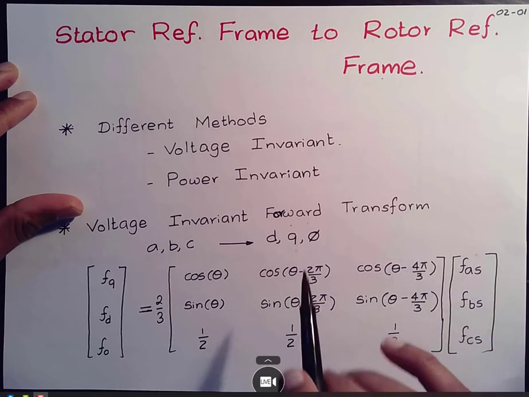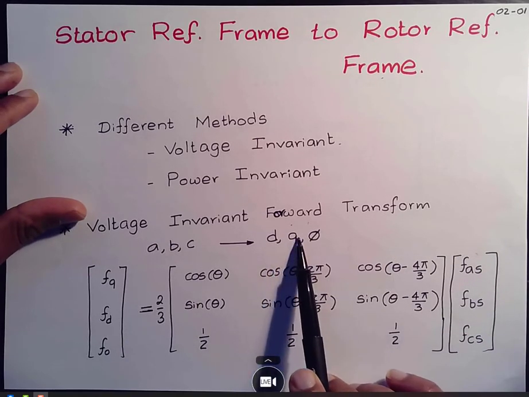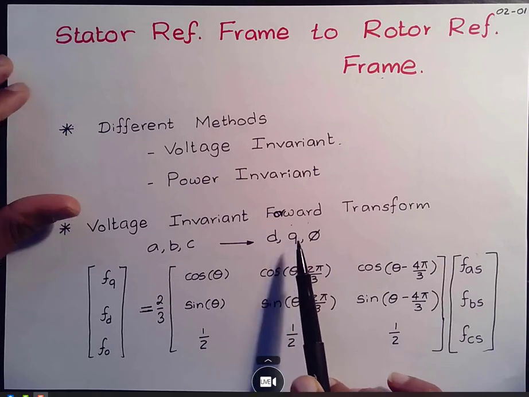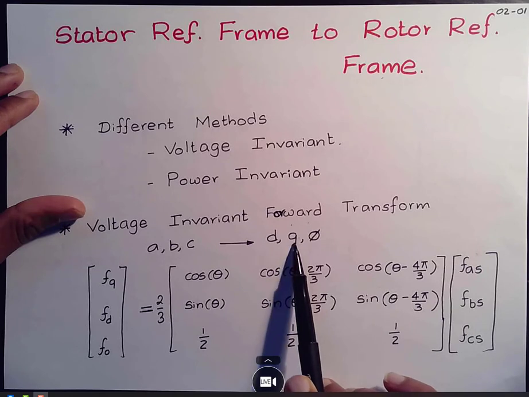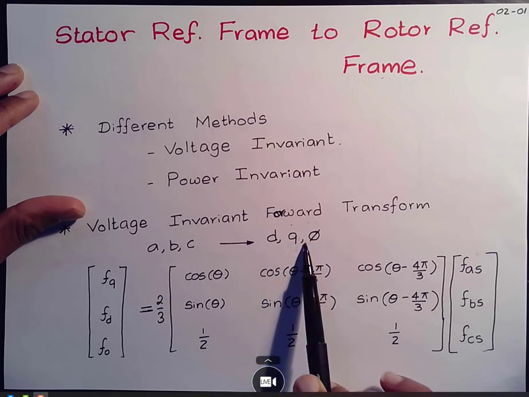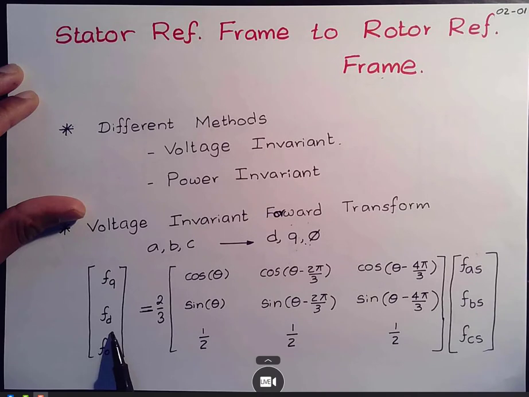And if you are properly frame aligned, that is, if the frame is rotating at the same speed as the signals, these DQ0 variables are going to look like DC signals when you consider the steady state condition. And for that, we're going to use this relationship. This is a Clark-Park combination.